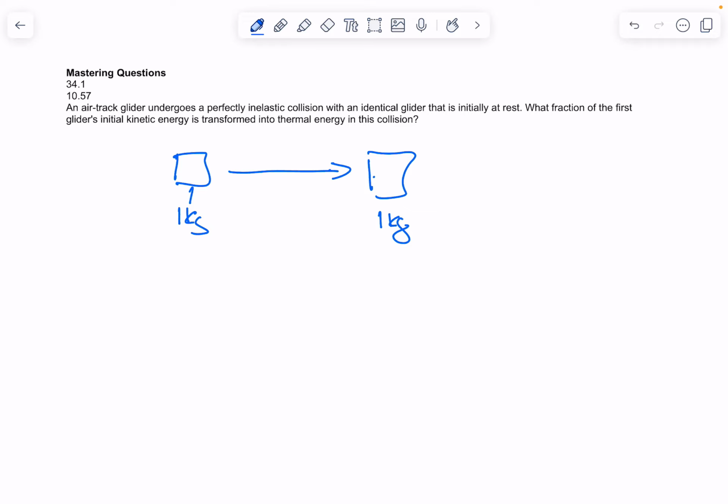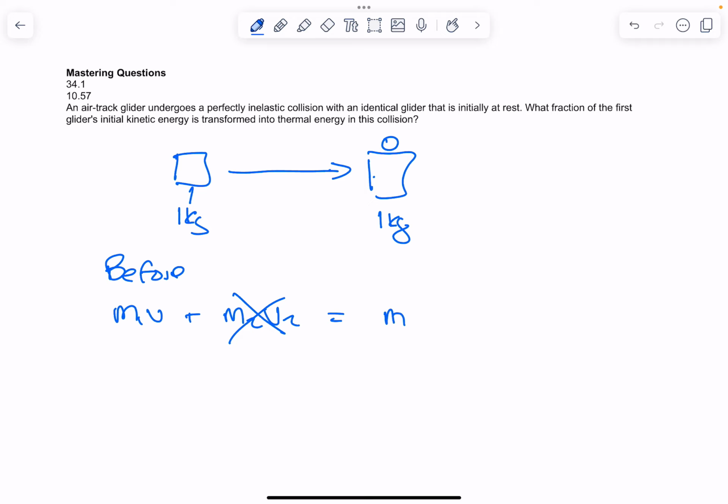It's inelastic, meaning they stick together. So you've got, and this is at rest, right? So before, you've got m1 v1 plus m2 v2, but this guy's at rest, so this term drops, equals m1 plus m2, what's the mass, if you assume like 1 kilogram, times v2.